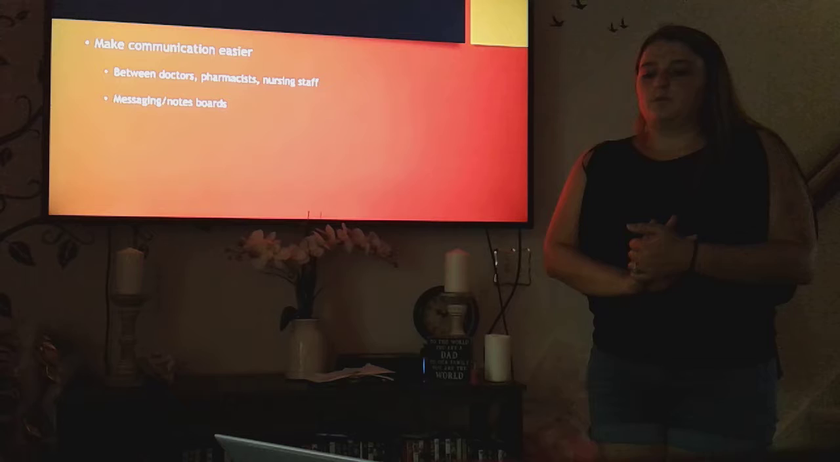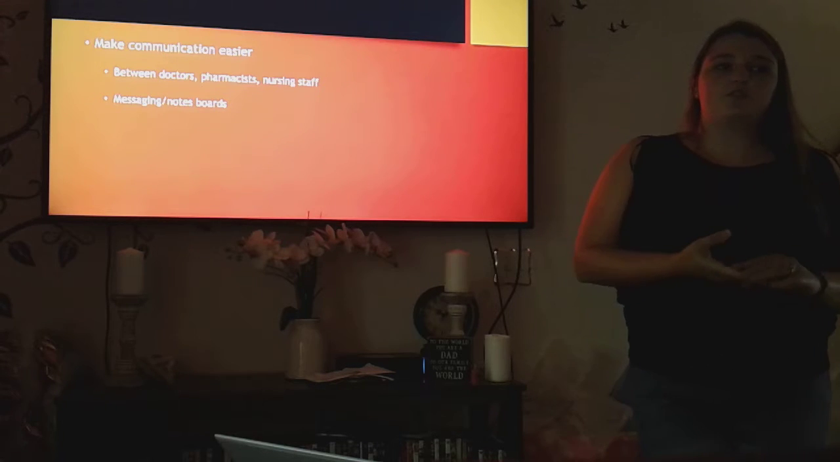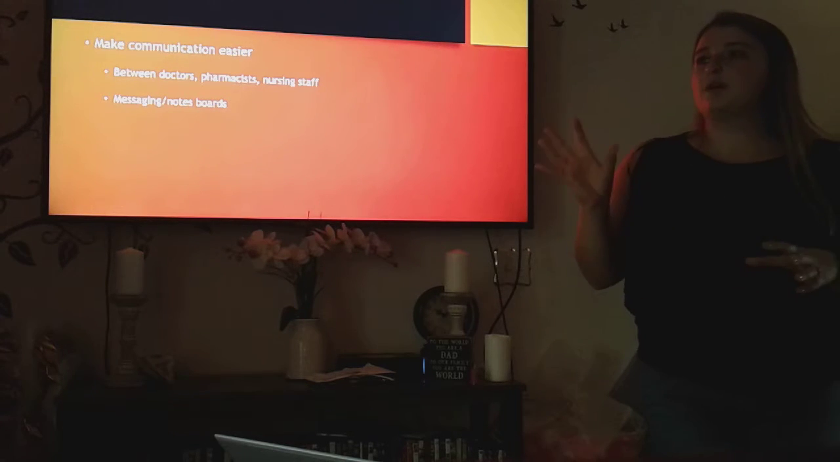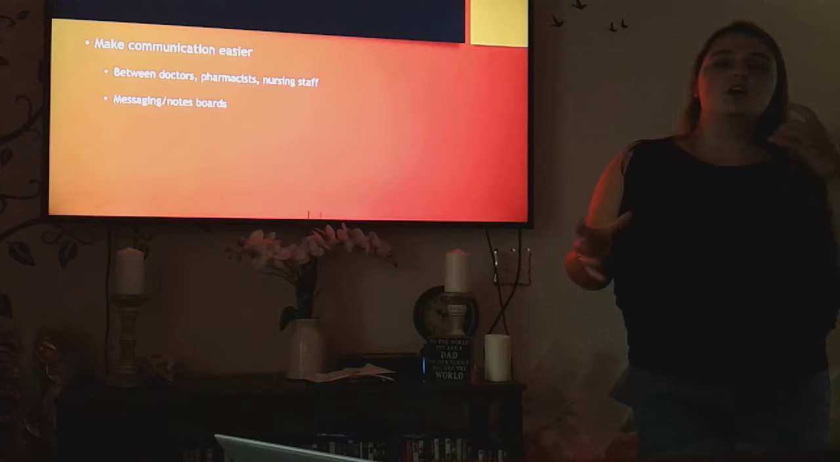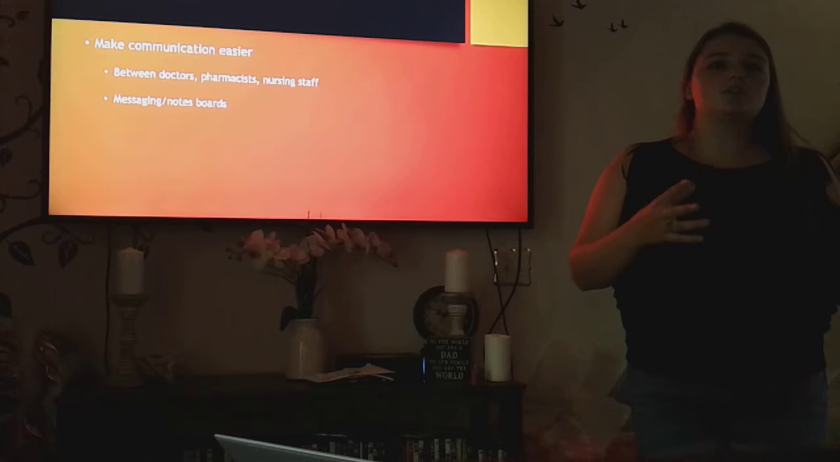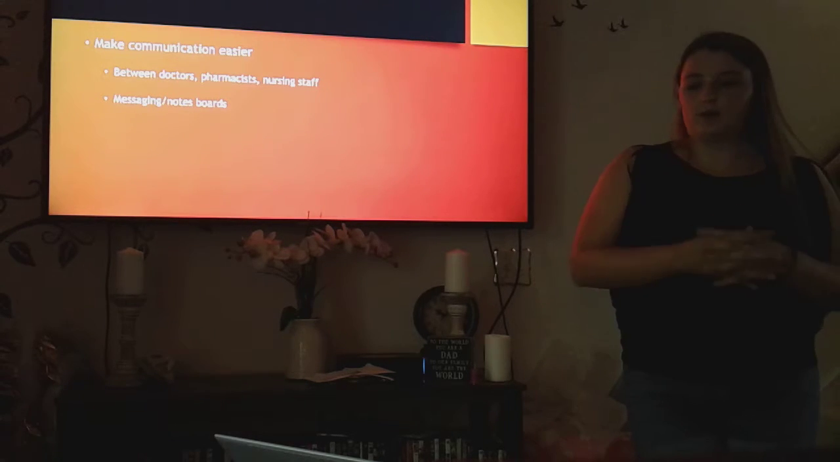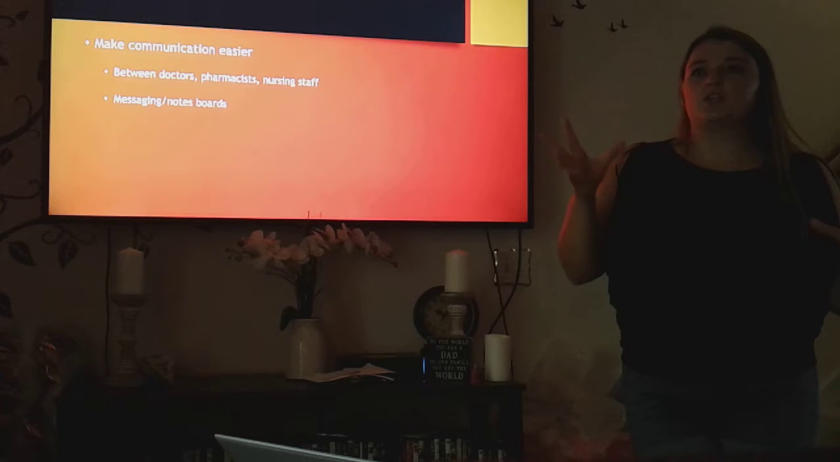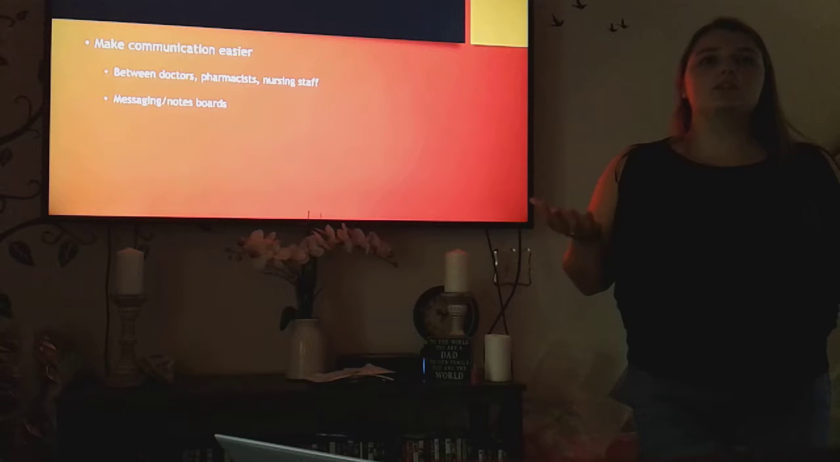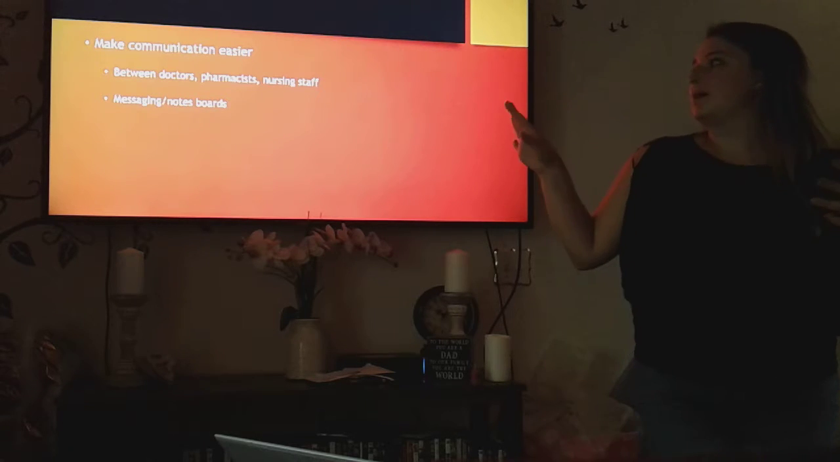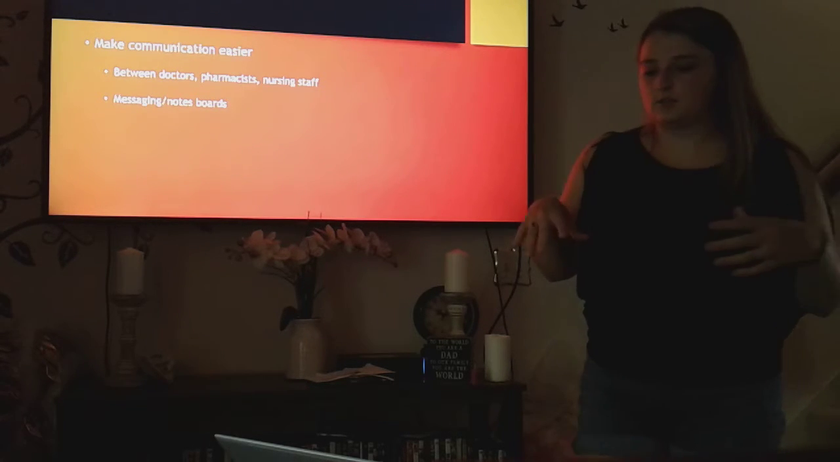Okay, this system is also going to help make communication through the facility easier. This program is going to let anybody in the facility communicate with anybody else freely whenever they need them. So this could be like when the doctors need to talk to the pharmacist and the nurses need to talk to the doctors. Everybody's going to be able to talk easily through these messaging and note boards.